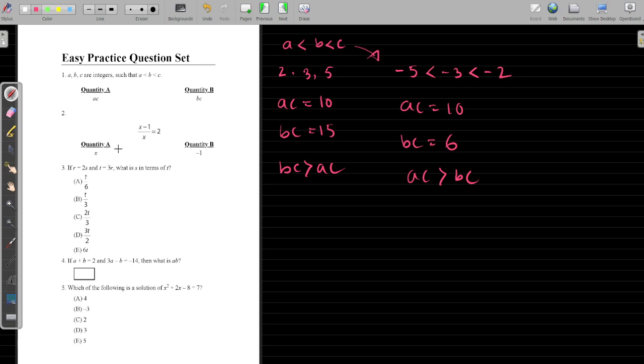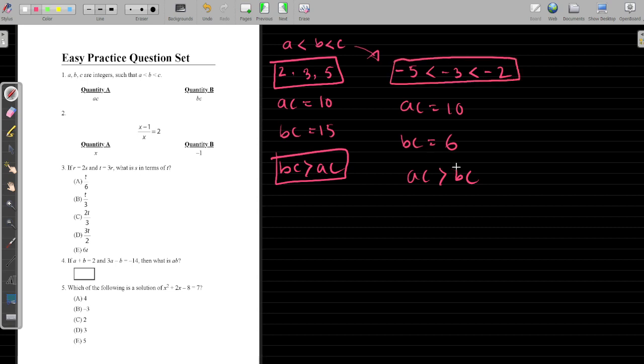So whenever we assume positive values, our answer will be BC greater than AC. Whenever we assume negative values, the sign will be reversed. That's why the answer cannot be determined. This is question number 1. Now I am going to solve question number 2.